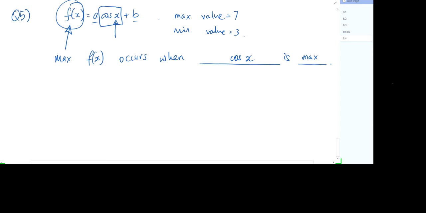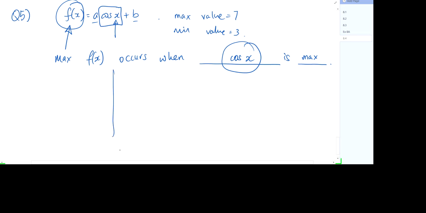Because nothing else affects the value of f(x) when you know that a and b are fixed. So the only thing that can change is x, which affects cosine x. If I want the largest f(x), I naturally must have the largest cosine x. Because if cosine x is big, then f(x) is going to be big. If cosine x is small, f(x) is going to be small. You can see that from the equation. So now I want the maximum value of cosine x. What is the maximum value of cosine x?